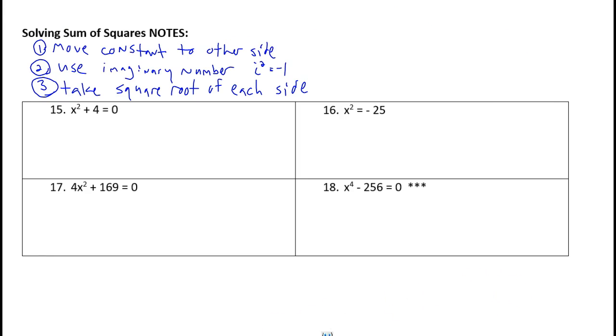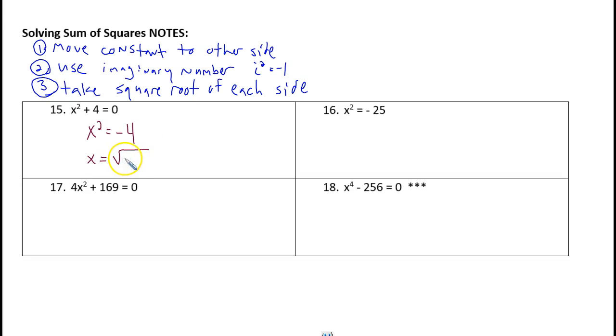And the quickest and easiest way to solve these kinds of equations is to use that square root method that we learned earlier in this unit, which is you move the constant to the other side using addition or subtraction. So since this is a plus 4, I'm going to subtract 4 on both sides of the equal sign to get x squared equals negative 4. And after I subtract 4, I'm going to take the square root of each side, remembering that i squared is negative 1. So when I take the square root of x squared, I get x.